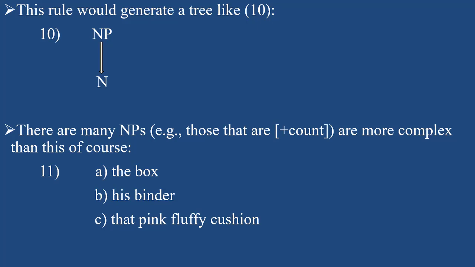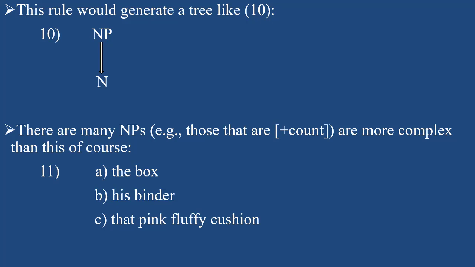An NP consists of a noun. This tree shows what the rule that we have just seen says. So an NP consists of a noun. There are many NPs. Those that are plus countable are more complex than these, of course. So we have, for example, the box, his binder, that pink fluffy cushion. So these NPs have more than just one word.